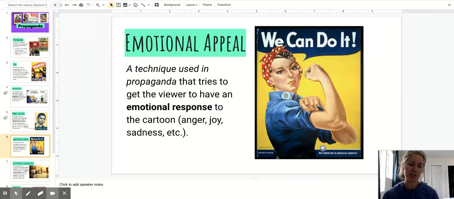Emotional appeal is another technique used, and it's trying to get an emotional response from you. We saw before fear was used, so it can also be something joyful or feeling proud, could be sadness. This picture here, we can do it. This kind of is an empowering feeling. You feel like, oh, she's a woman, she can do it, and I'm a woman, I can do this too. And it's kind of rallying people around, like joining. And this is from the war effort. So that's where that fits in. But you feel emotional when you see the picture. You feel something strong.